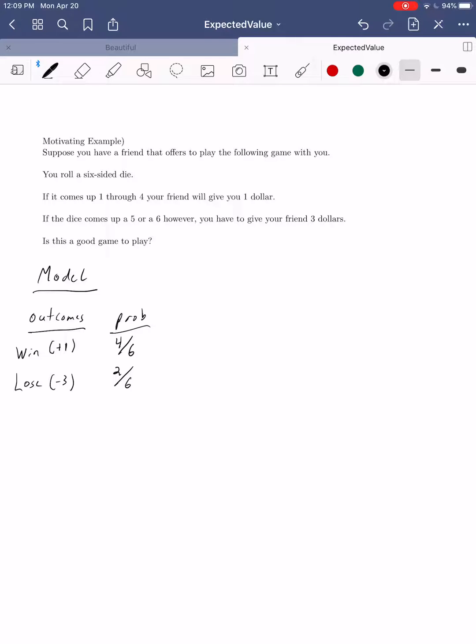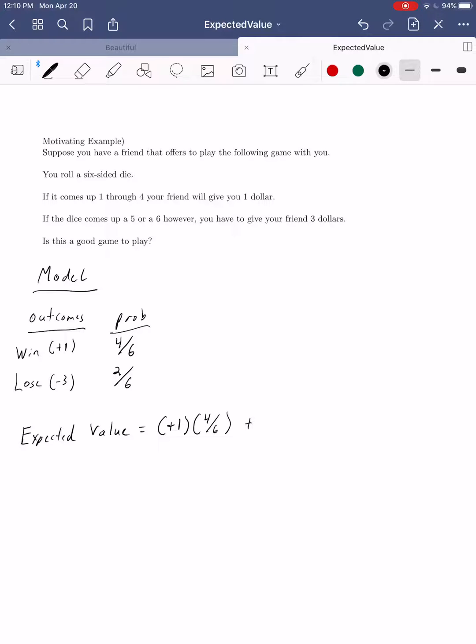So let's see how to do that. What we're going to do is calculate this thing called the expected value. The way we do that is we take the value of the outcome, but we weight it with its probability. So we do that through multiplication. We take the value of winning, which is that +1, and then we multiply it with the probability that that happens, which is 4 out of 6.